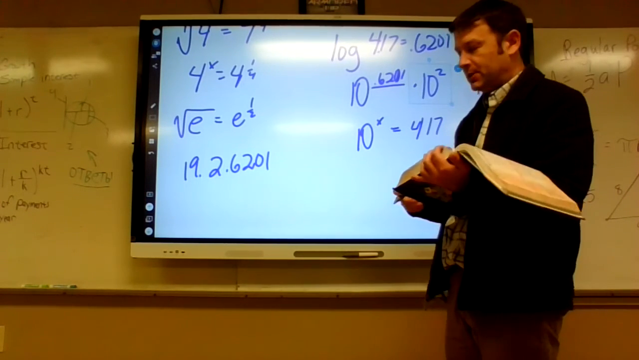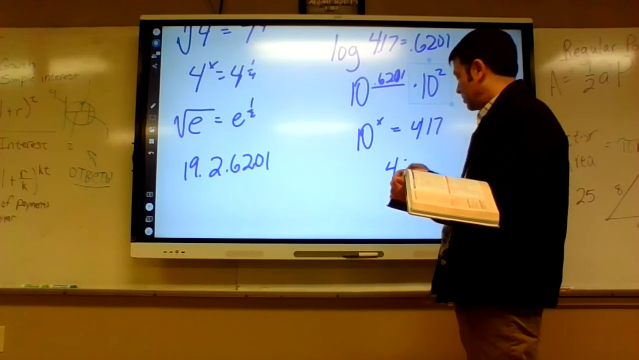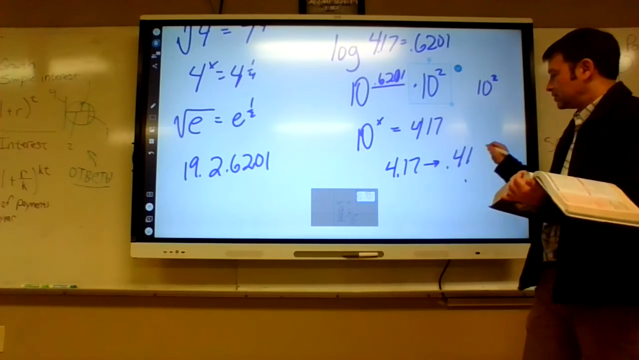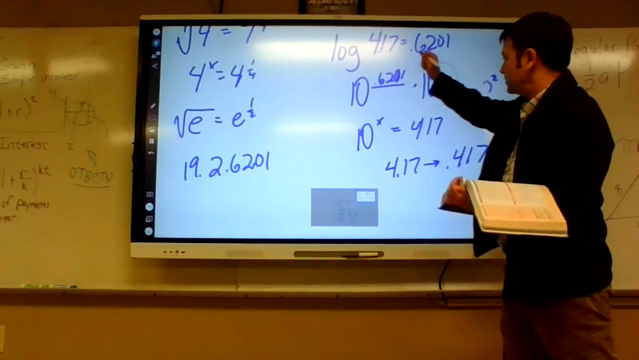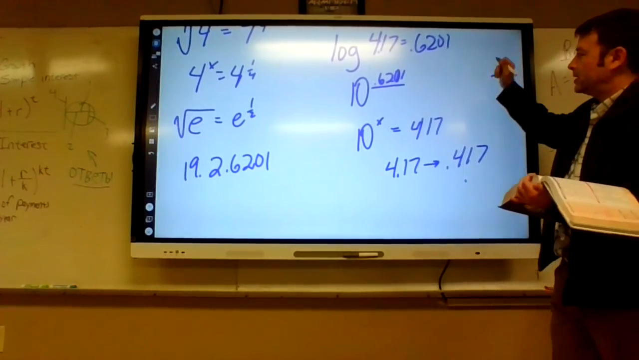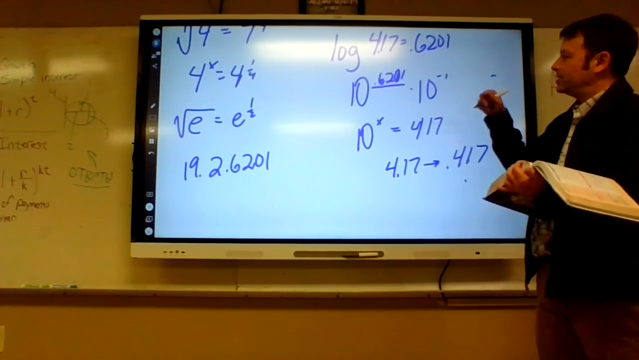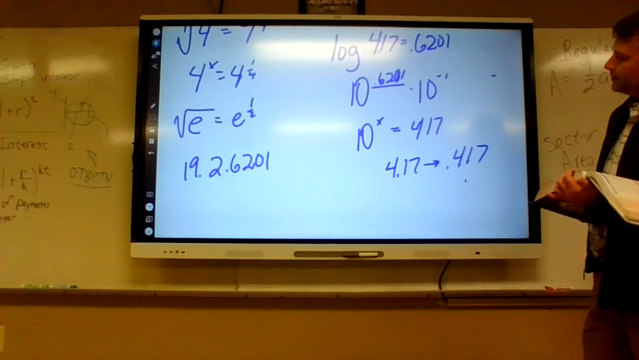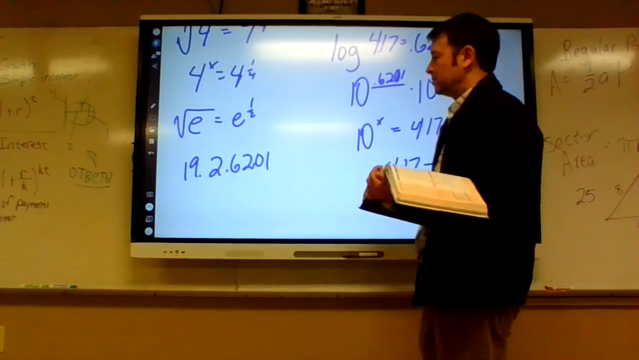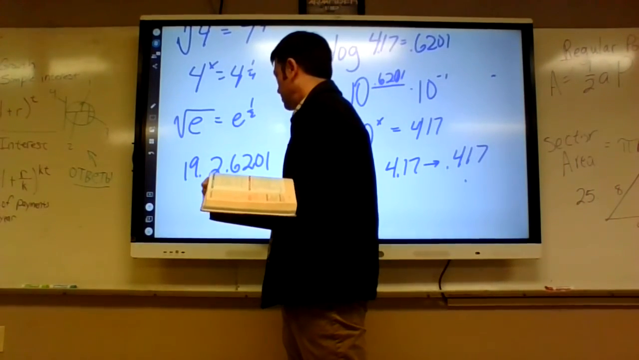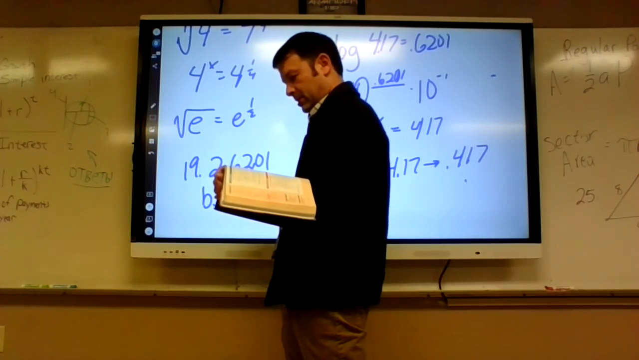Anyway, on the third one, the 4.17 changed to 0.417. So how do you turn 4.17 into 0.417? -1. Right. So in other words, we're going to have to do 0.6201 minus 1. Should we use a calculator for that? Negative 0.3799. Make sure I get that right.